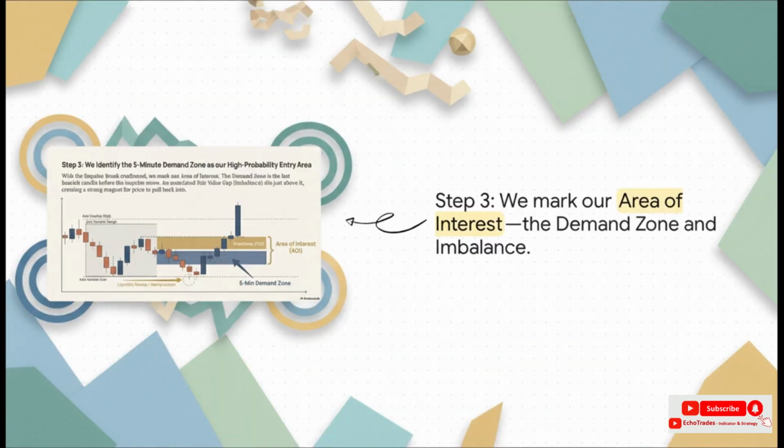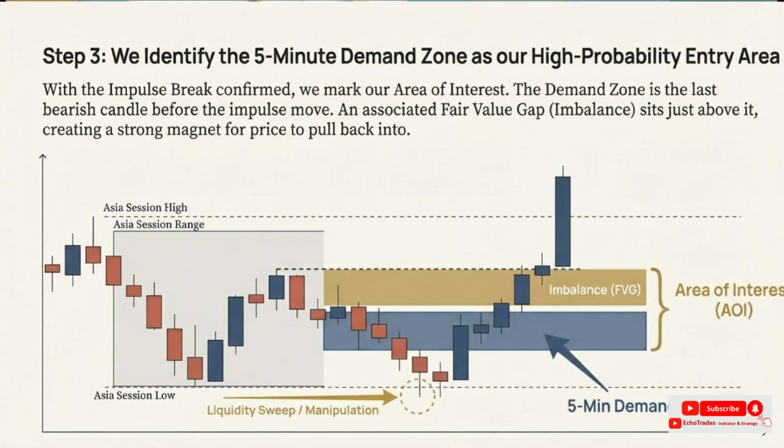Okay, so impulse break is confirmed. Now we move on to step 3. We go back and we mark the spot where that whole move started. That's our 5-minute demand zone. And we also mark that little fair value gap that was created. This whole shaded area now becomes our high probability zone. Our job now? Simple. We wait.